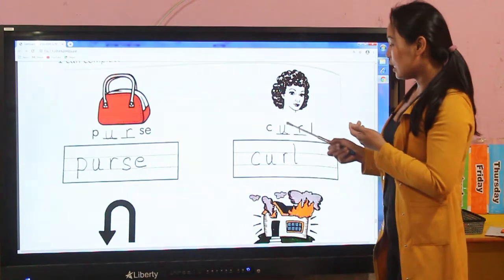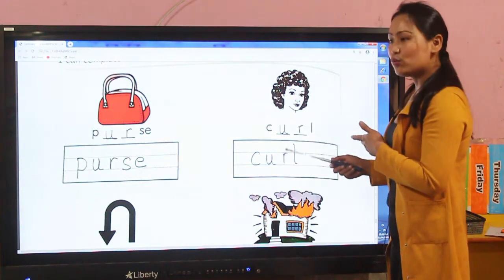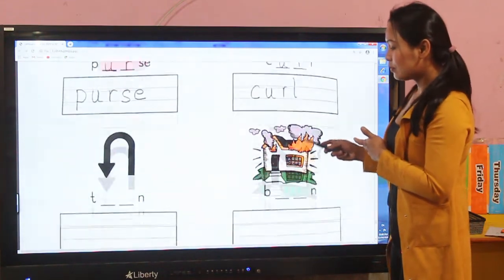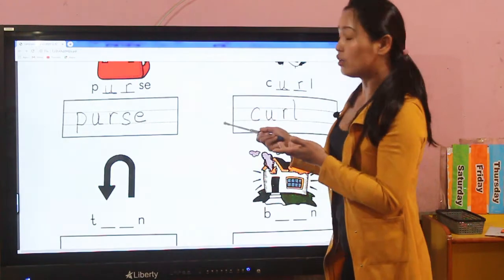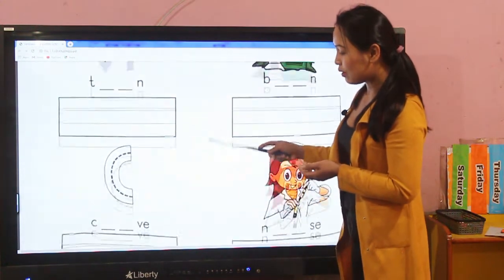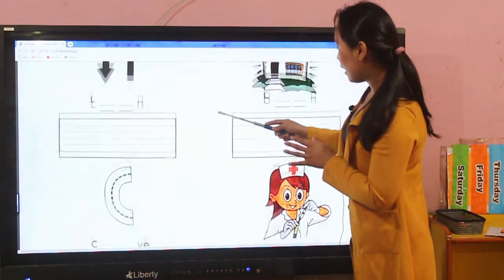Similarly, C-U-R-L, curl. C-U-R-L, curl. I have done only these two. The rest you have to do yourself. It's in the book. The other four I haven't done.